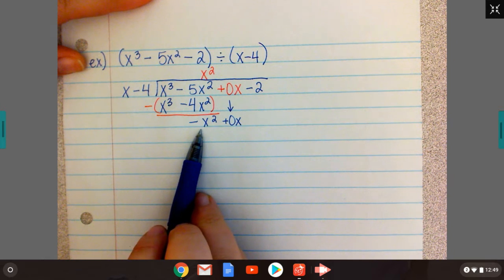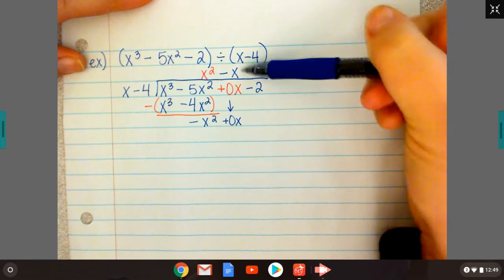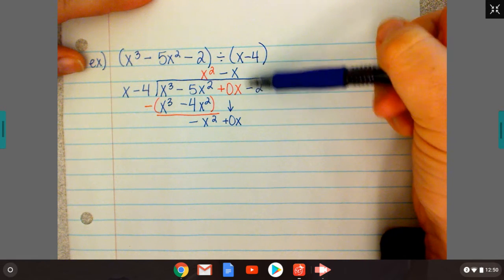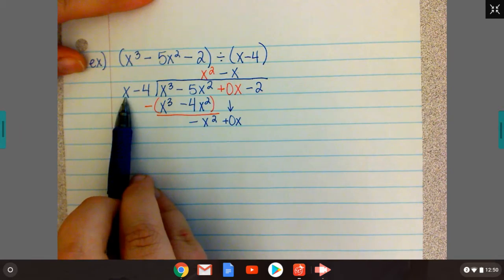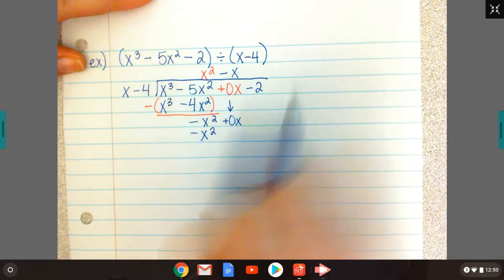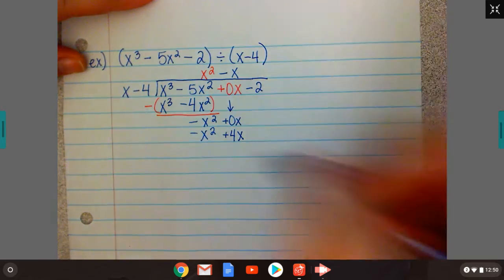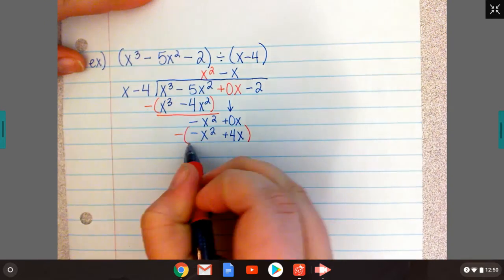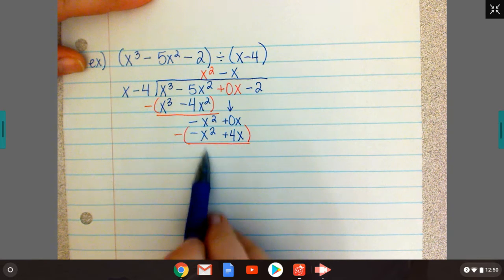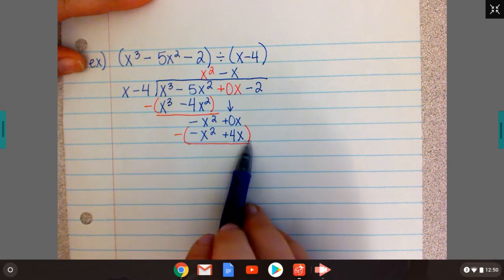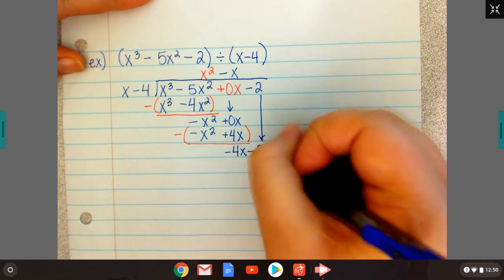X times what is negative x squared? We need a negative and another x, so minus x. And notice I'll stack that x right above my 0x that I put there, so there's a spot simply for that term. Negative x times x is negative x squared. Negative x times negative 4 is plus 4x. And then again, we'll subtract off that whole term. Negative x squared minus negative x squared goes away. 0 minus 4x is negative 4x. Drop down your last guy.